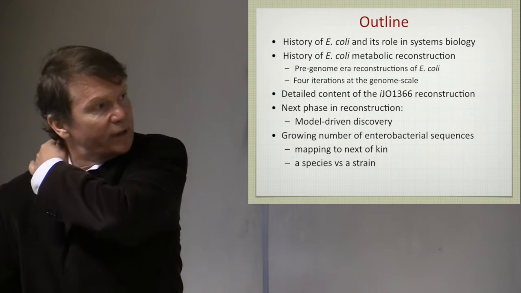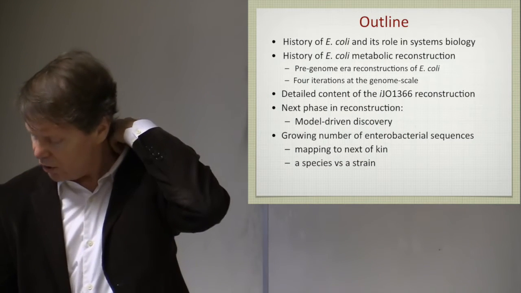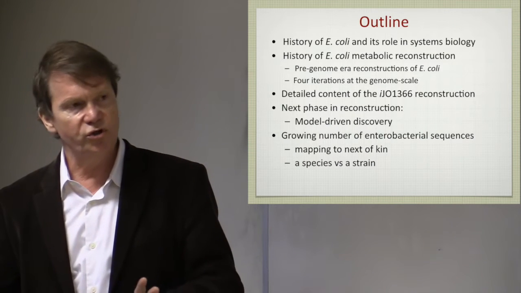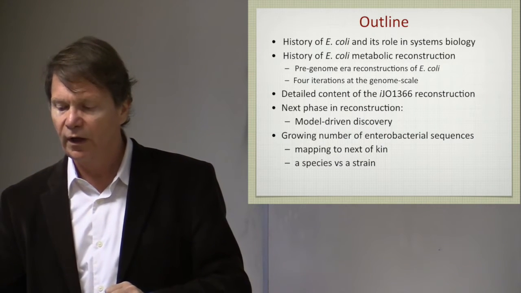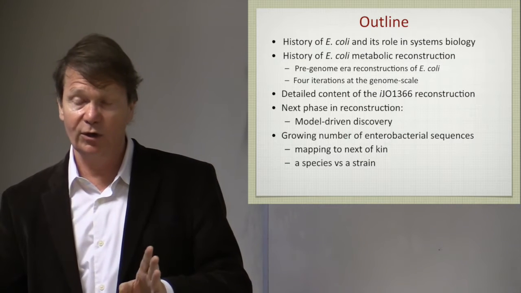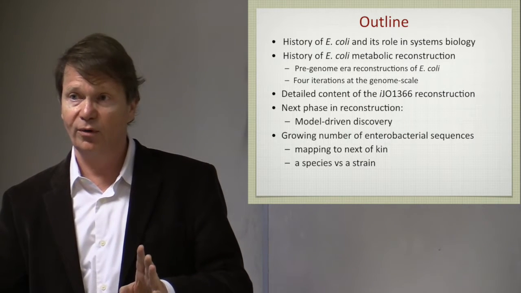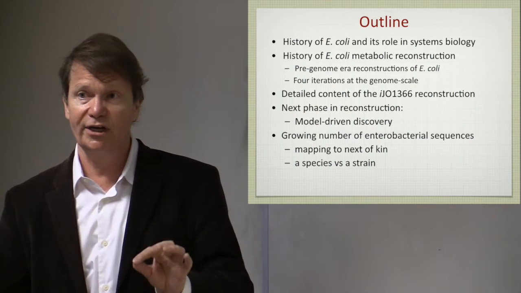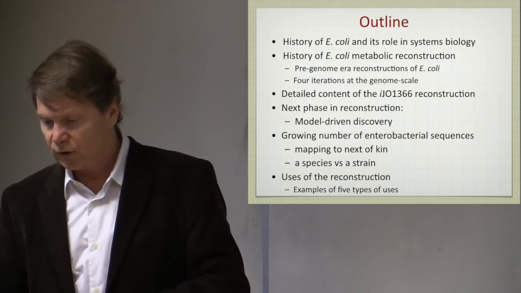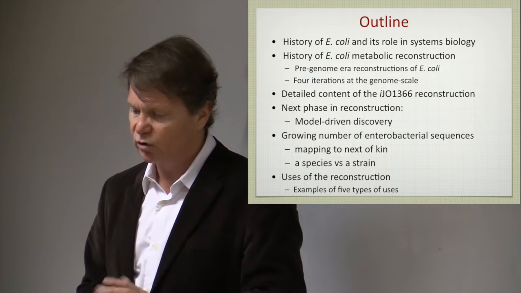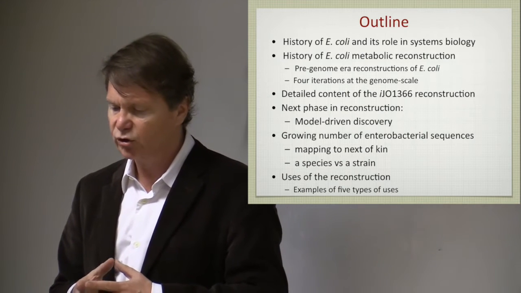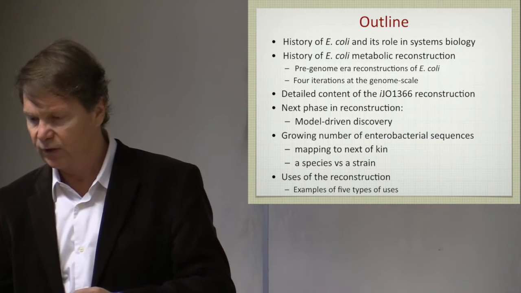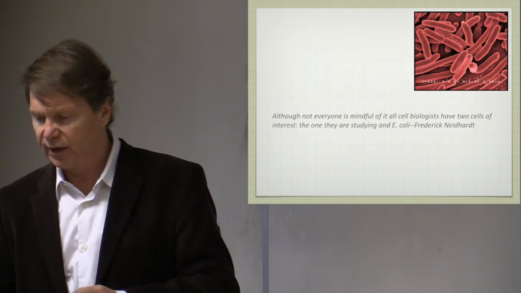And when you start doing that, this issue of what's a strain and what's a species comes into focus, and a few other things. Broadly speaking, we can look at this as a perturbation variable on the model by a small incremental step in the phylogenetic tree. Okay, and the uses of the reconstruction, I mentioned them a little bit last time. I'll say a few more words about that today. So that's the program for this lecture.